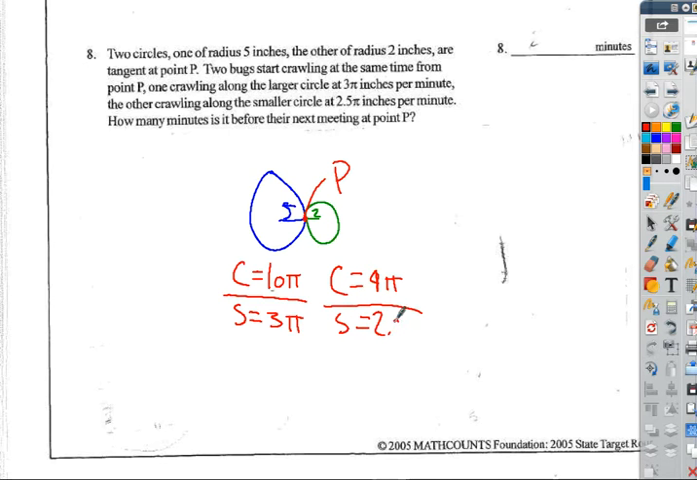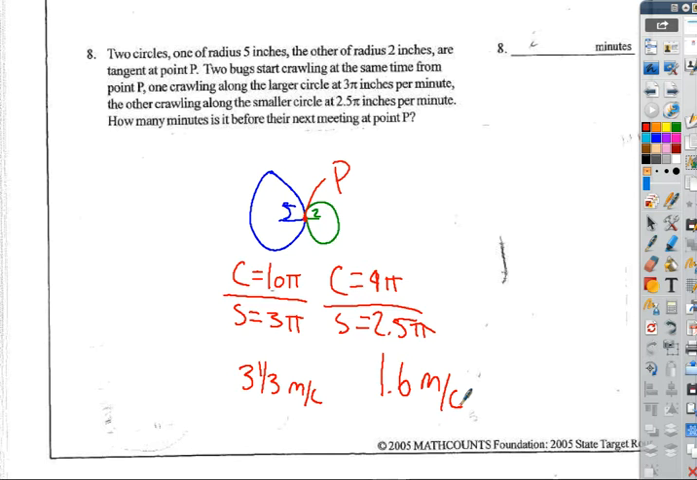So next we're going to divide these numbers to figure out how long it'll take for the bug to make one complete loop around the circle. The pi's cancel out, and for the larger circle, it takes 3 1/3 minutes to travel around the full circle. Minutes per circle, I guess. And then for the smaller one, it is 1.6 minutes per circle, or 1 3/5.